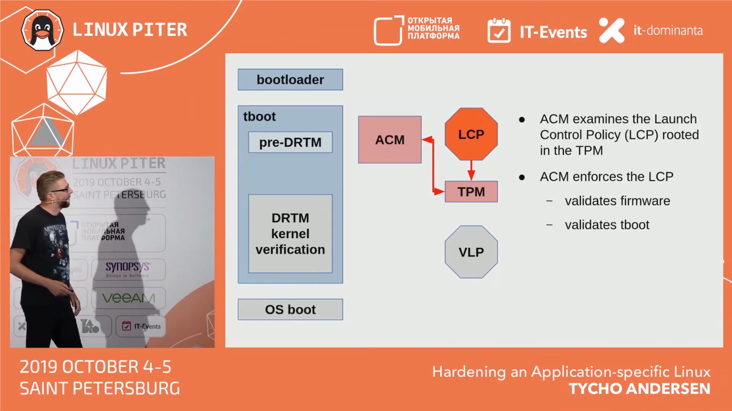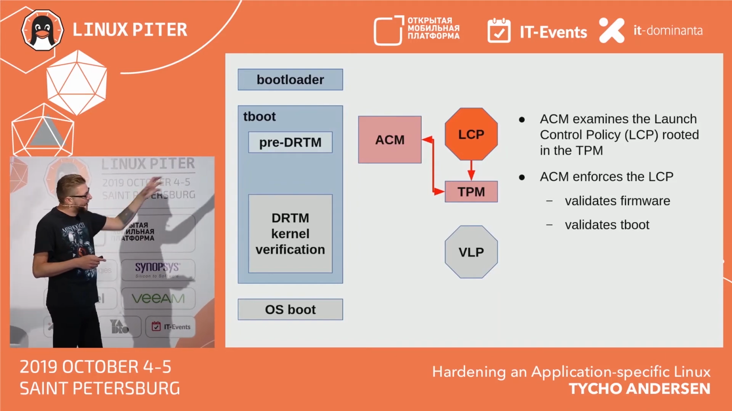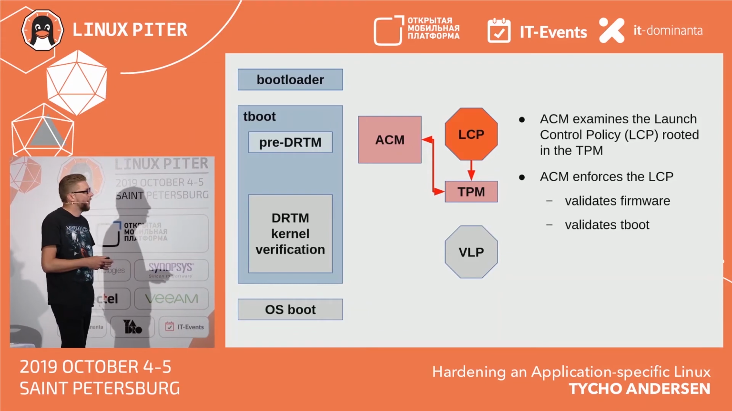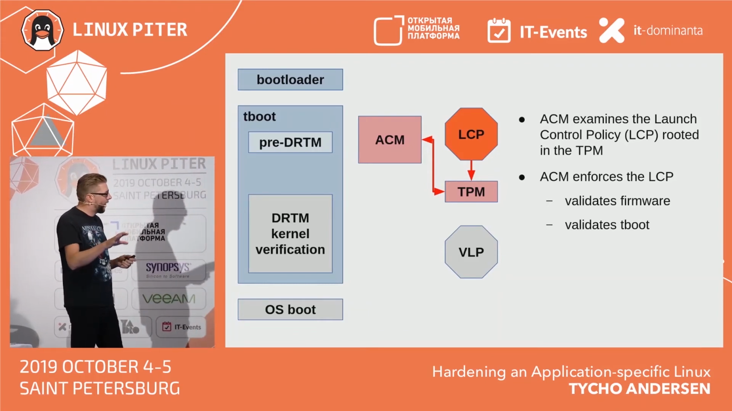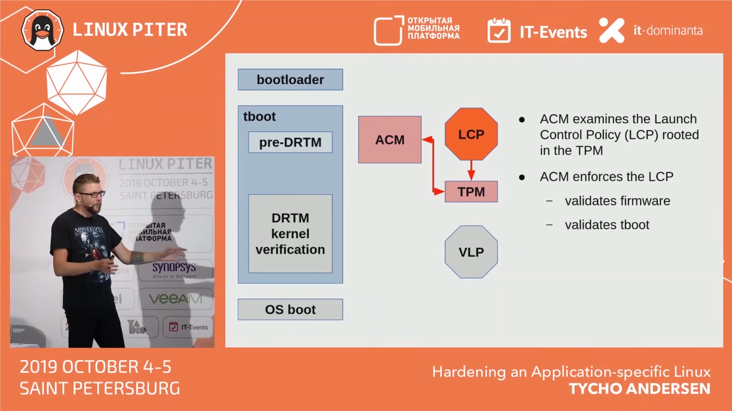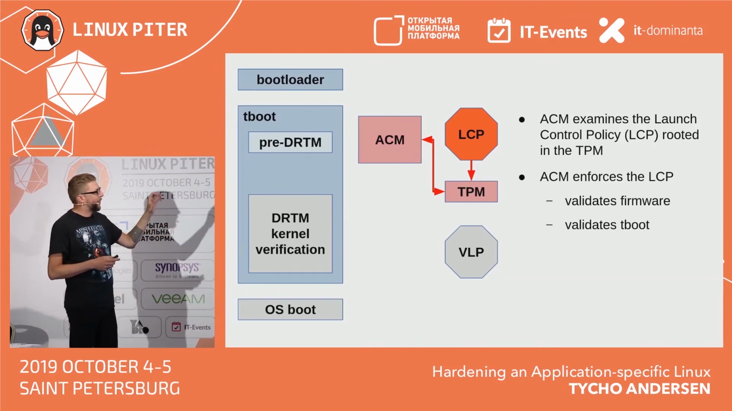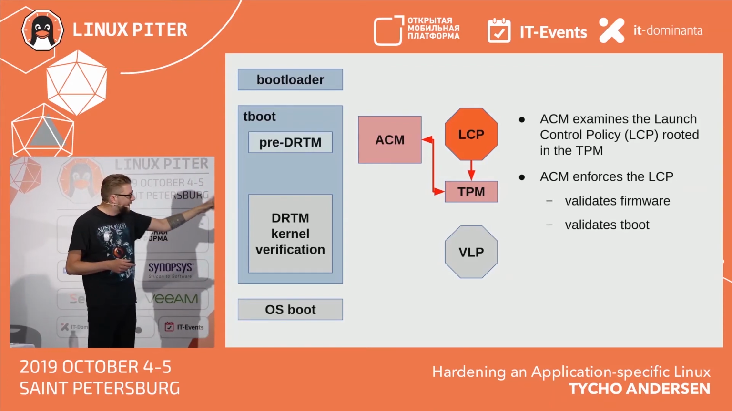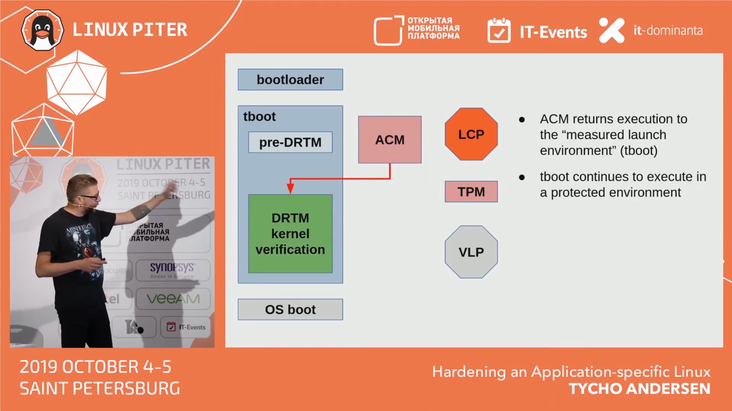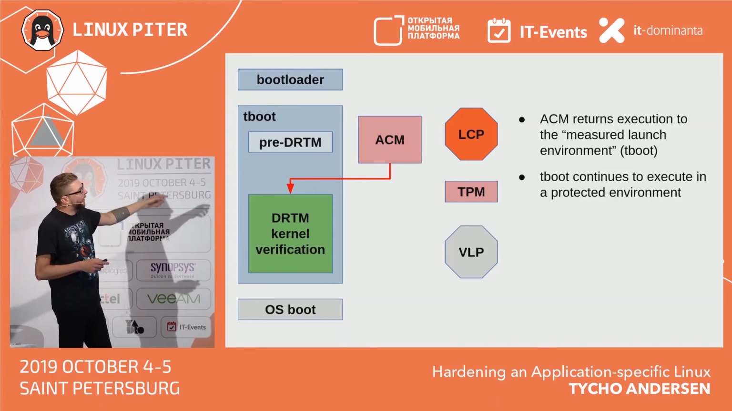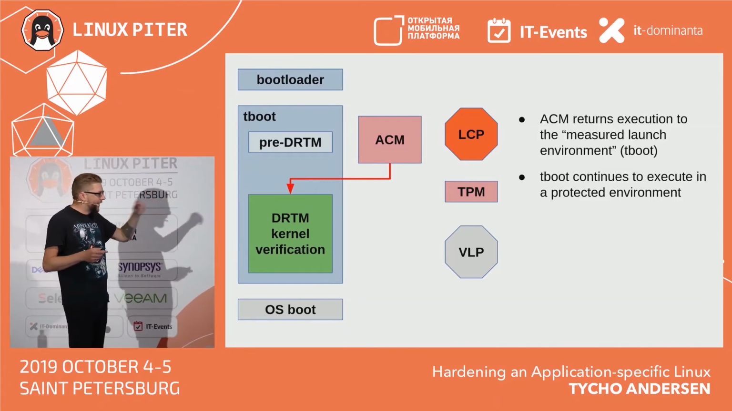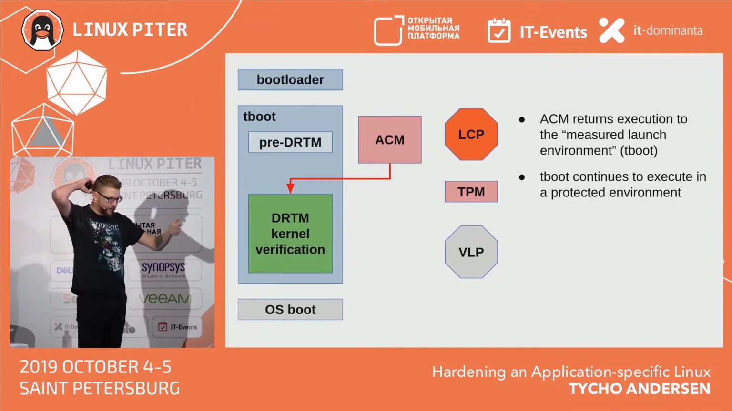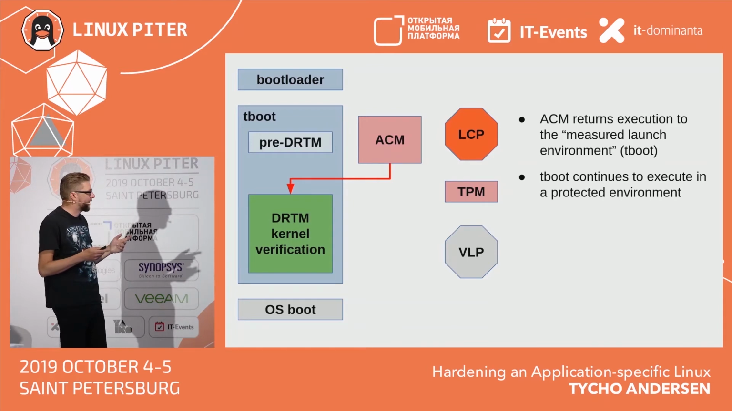This is all sort of in the weeds a little bit. So this launch control policy, you hard code in the TPM, and you say, I only want tboots to run that look like this. So that thing validates the firmware that you've shipped. It validates the tboot that you're about to run, and then control flow is transferred back into tboot. Tboot continues to execute. It's in this protected environment. It knows that it's exactly the right tboot, and so it changes the TPM PCRs to that state.